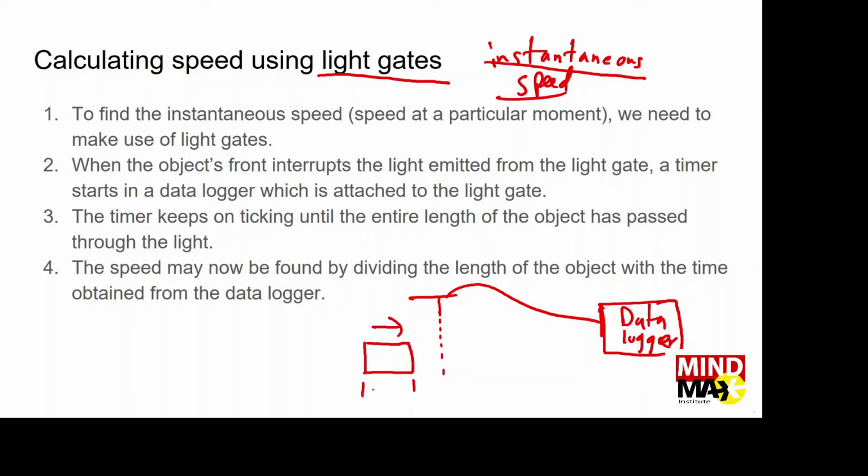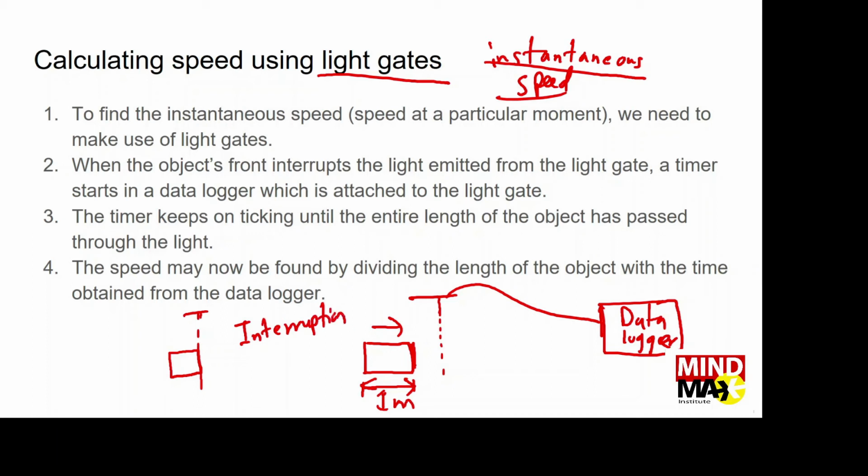Let's say this has a length of 1 meter. So when the front of the object, the toy car, has just touched the light of the light gate, this is when the interruption starts. This is where the interruption of the light starts.